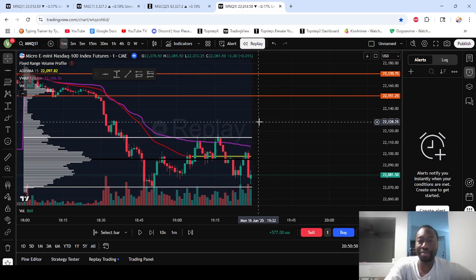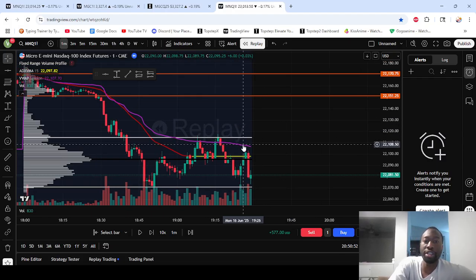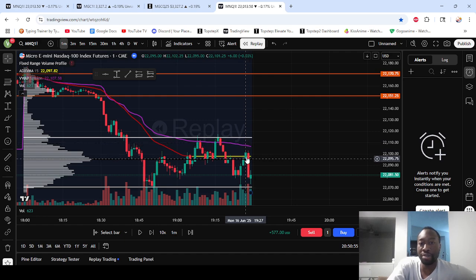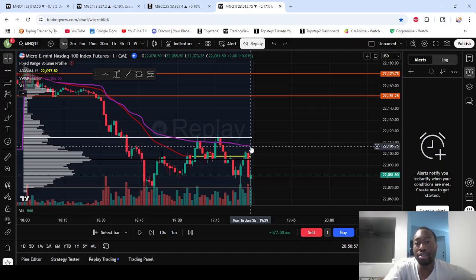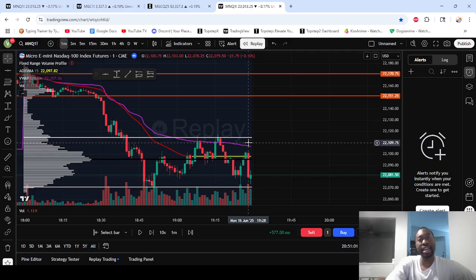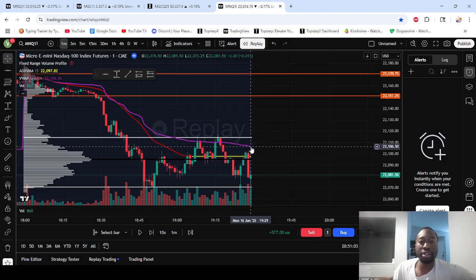But anyway, so purple is VWAP. This purple line is VWAP. So if we are below VWAP, again, for the way that I trade, it's telling me that, hey, the volume weighted average price at this level is here.